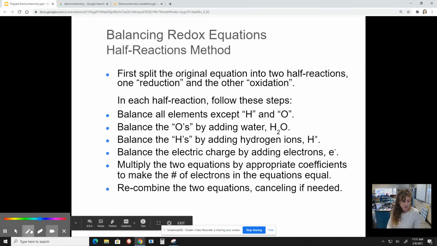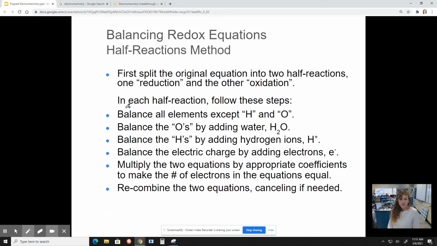Okay, so for example, remember as you use the half reactions method, there are specific steps you have to follow. So the first thing you want to do is to balance all elements except for hydrogen and oxygen. Again, we're coming back to this idea that hydrogens and oxygens provide a lot of the driving force for redox reactions. So you're going to balance everything except for those two. The second thing you do is you balance all oxygens by adding water, and you balance all hydrogens by adding the hydrogen ion.